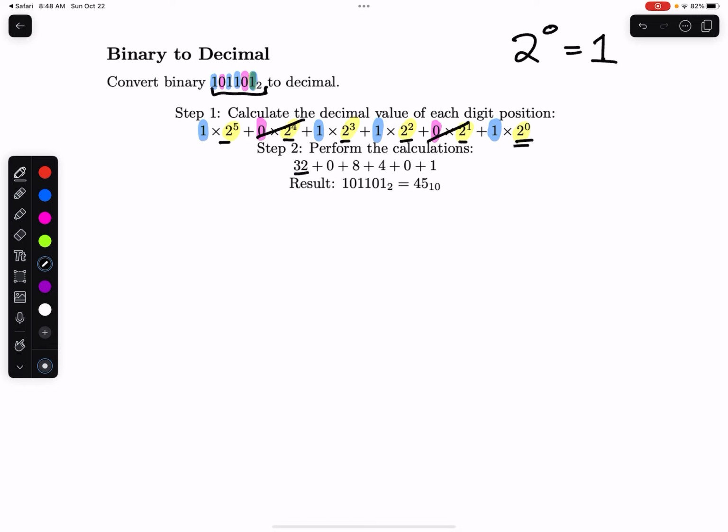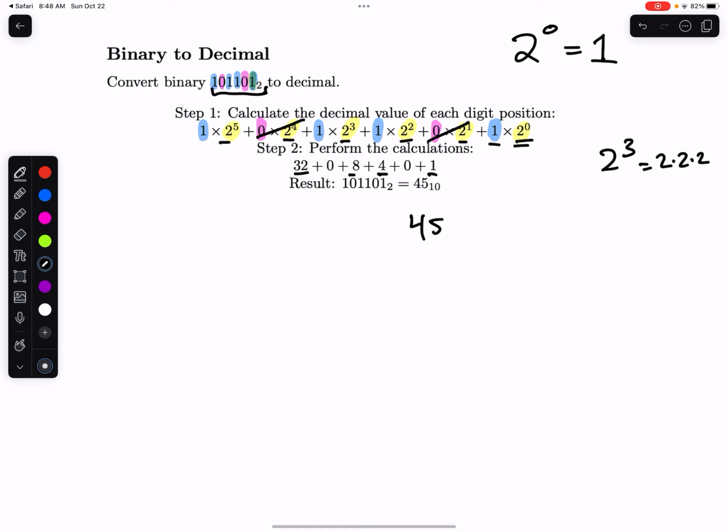2 to the fifth is 32. I have that one memorized. 2 to the third, recall, that's 2 times 2 times 2. That's just 8. So we have 1, 8. We also have 1, 4. 2 to the second power is 2 times 2. That's just 4. And then we have our 1 in the ones place. We just have that unit on the end. And now we just add all of this up, and we just get 45.